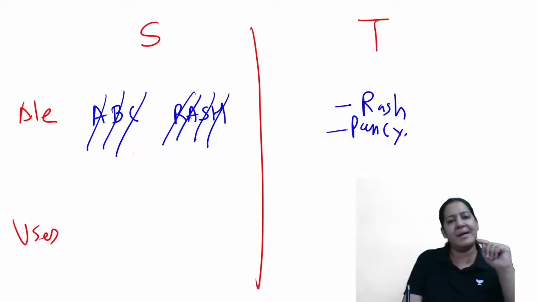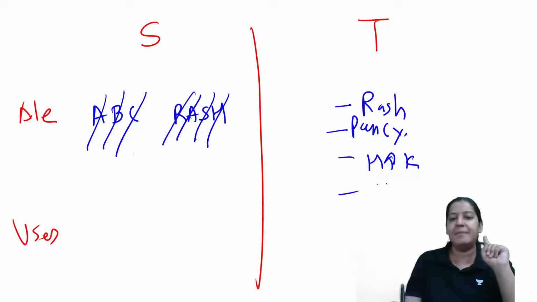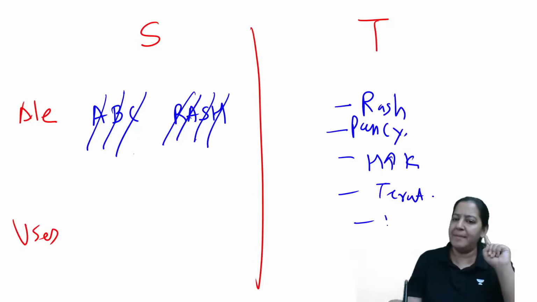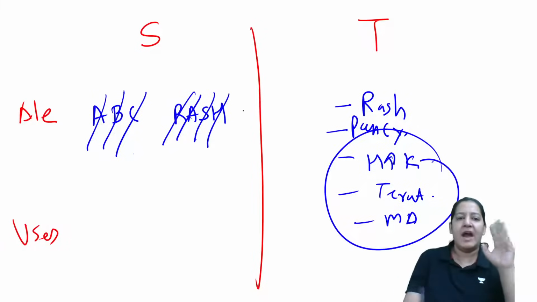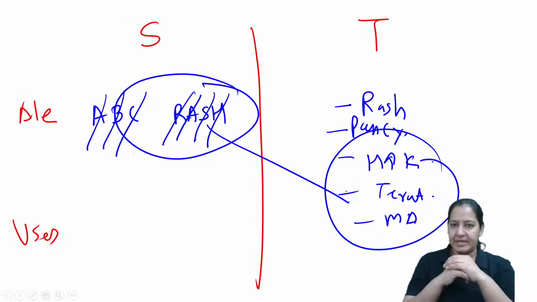Here rash, allergy, pancytopenia. Here the main one is hyperkalemia. Number one, hyperkalemia, and teratogenic and megaloblastic anemia. These three things are unique, and here these all are unique. So learn the unique, and two are common in both of them. You can learn like that.